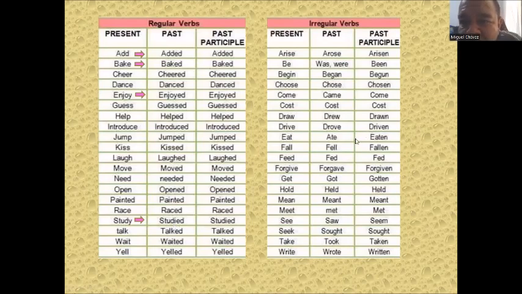And the irregular verbs don't have any rule. They change the form for the past participle. For example, arise, arisen, be, been. Begin, begun. Choose, chosen. Come, come. Cost, cost. Okay? You need to memorize the past participle form of the irregular verbs.